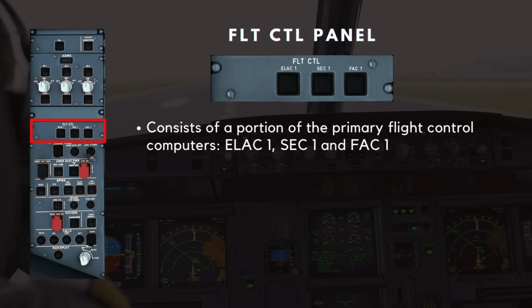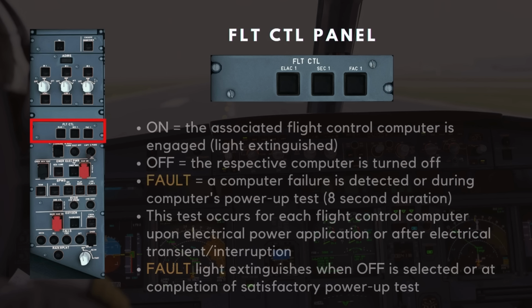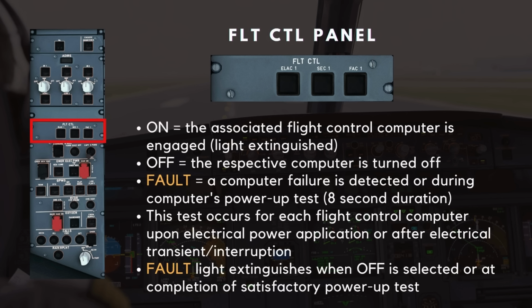The flight control panel consists of a portion of the primary flight control computers, ELAC-1, SEC-1, and FAC-1. The remaining computers are located on the right-hand side of the overhead panel. The associated flight control computer is engaged when the lights are extinguished. When a push button is set to off, the respective computer is turned off, and its functions are either lost or picked up by another computer.